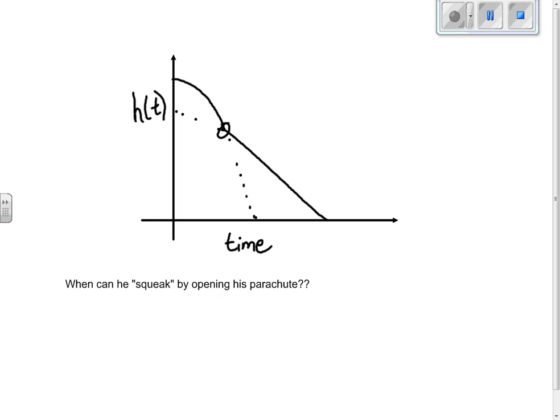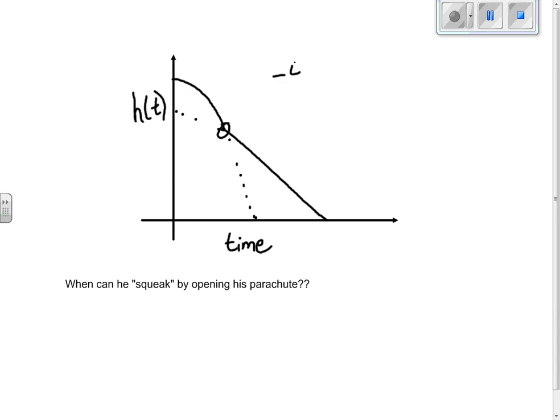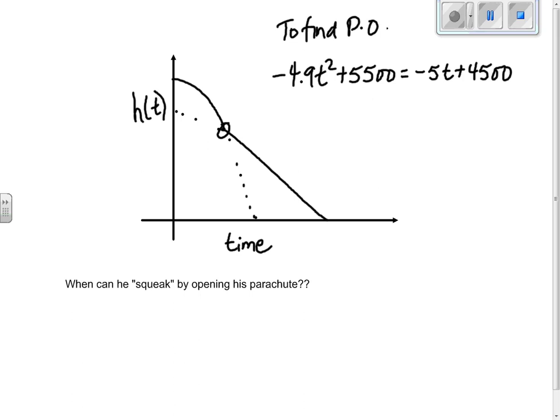In order to find a point of intersection, when we did lines, we set one thing equal to the other. So if we had his parabola, I have to go back and find that equation, minus 4.9 t squared plus 5,500, and we set it equal to that line of descent, we can find a point of intersection. This is substitution, really. Just looking a little more difficult.